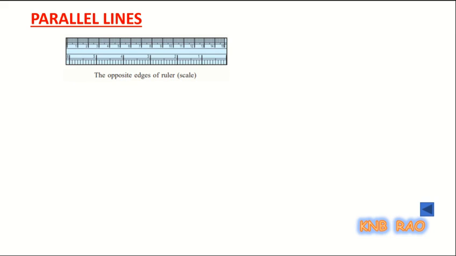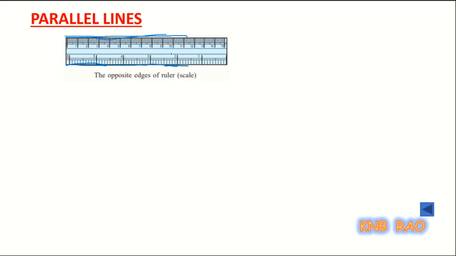See, what are parallel lines? Let me tell you. You have this device in your geometry box, and you know very well, you have used it. It is called a ruler or a scale. Have you ever observed the 2 edges of the scale? These 2 long edges, if you draw lines along them, certainly you are going to get parallel lines, isn't it? See, you are getting parallel lines.